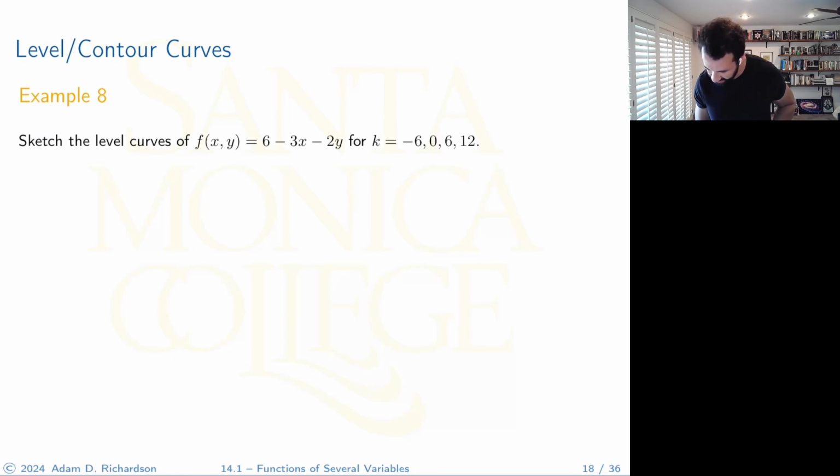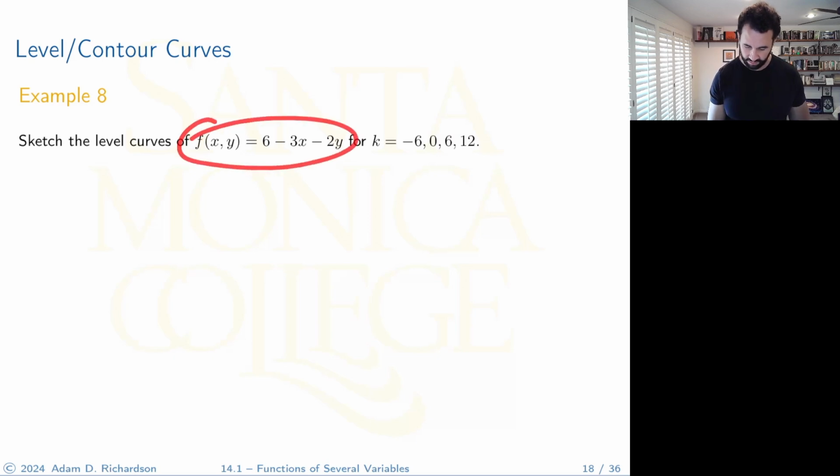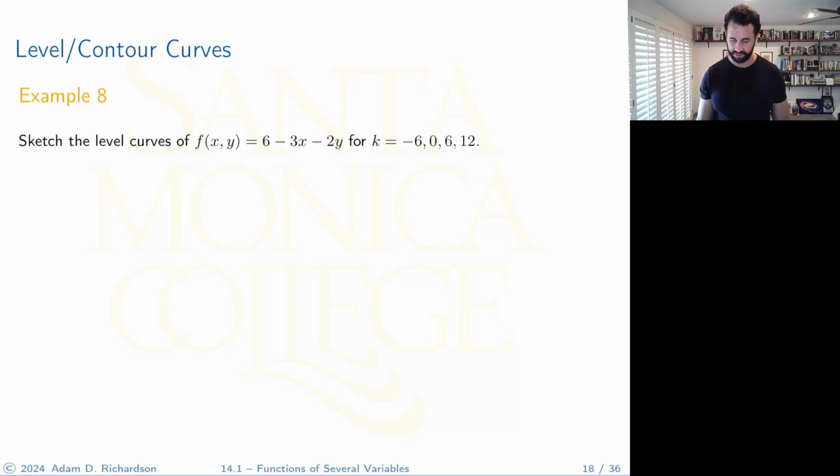Okay, so here's one. We'll do this one together just to give you some more intuition before I send you out on your own, because it's going to get a little bit weirder in a minute. So sketch the level curves of this function for k equals -6, 0, 6, and 12. And actually, you know what? I take that back. Do try to do this one on your own, and we'll do the next one together. Yeah, that's what we'll do. So try to do this one on your own. Think about it for just a minute.